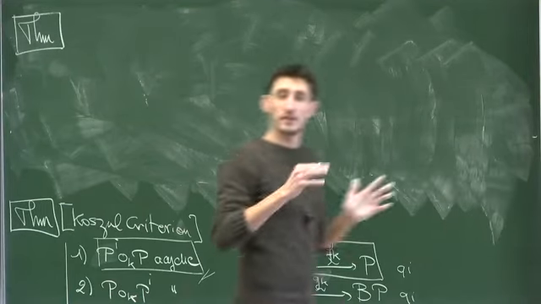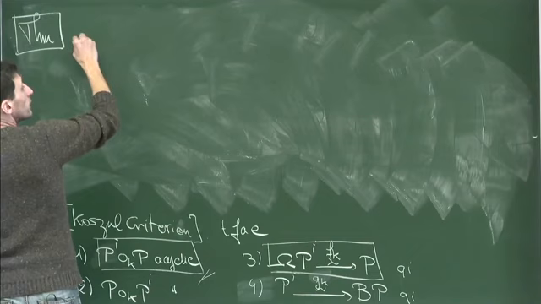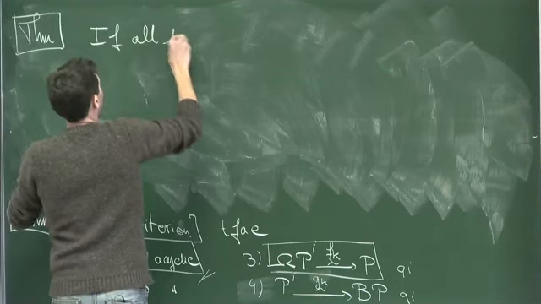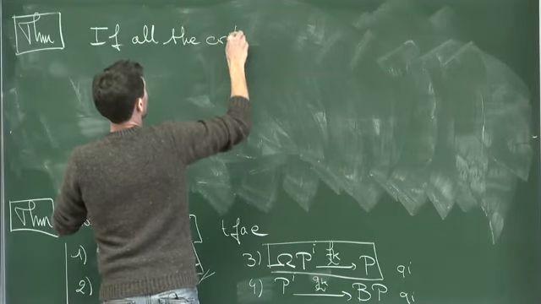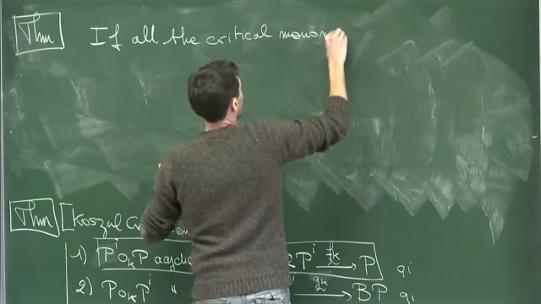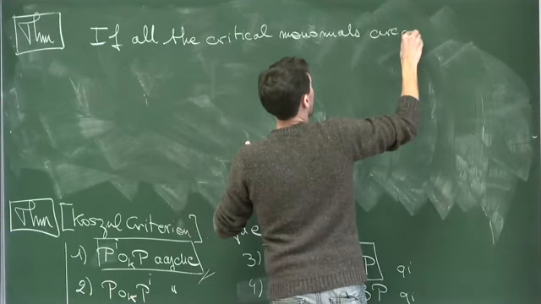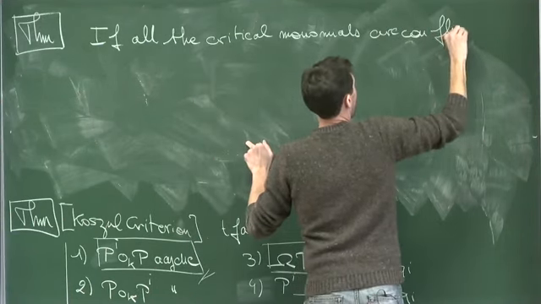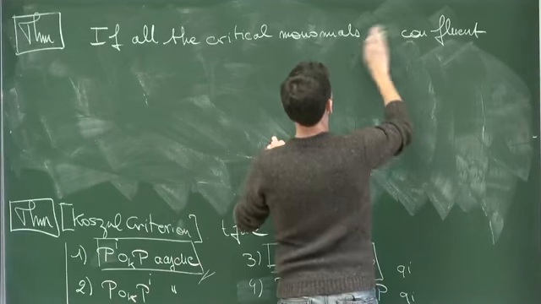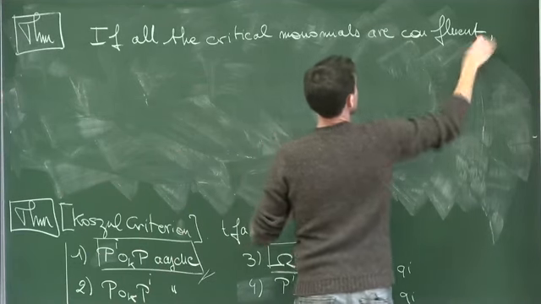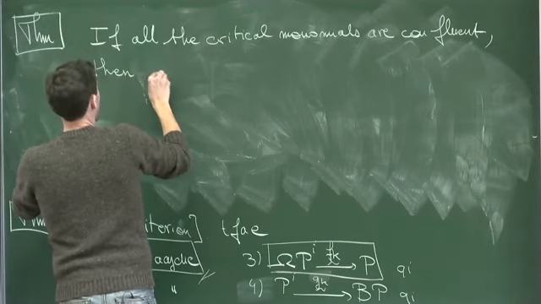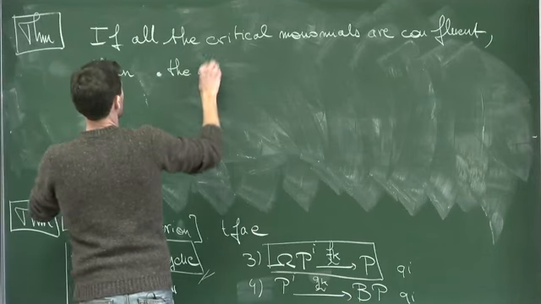So let me now just write this. If there exists a good order, if all the critical monomials are confluent, then the algebra A is causal.